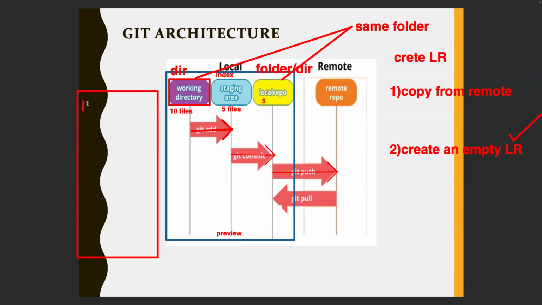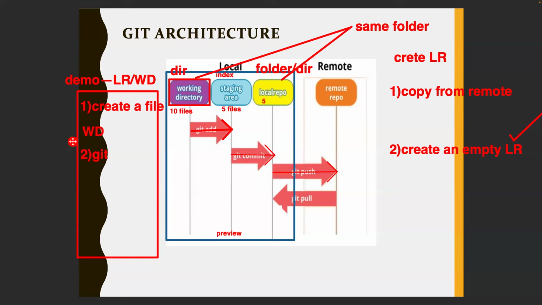Working directory and local repository are the same folder. Let's say this is the folder, and let's say the folder name is demo. This is your local repository. This is your working directory. How come you call the same folder the local repository and the working directory? Suppose you have just created a file here. You just kept a file, maybe you copied it from somewhere or created it. You just created a file, which means it's said to be in the working directory.